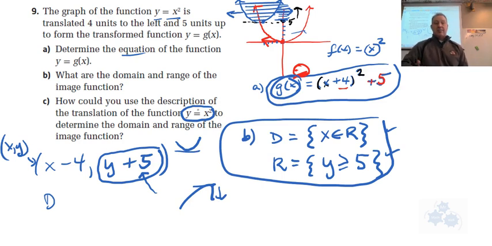So I guess, not having really read this question before, I think that's what I would do for C. You'd say, well, in the mapping notation it's y plus 5, so I realize that the vertex, the lowest point on y equals x squared, is at 0, 0. So if I move all the y values up, that means the lowest point goes up to y equals 5. Therefore, that's where my range starts. Okay? All right? So that's number 9.